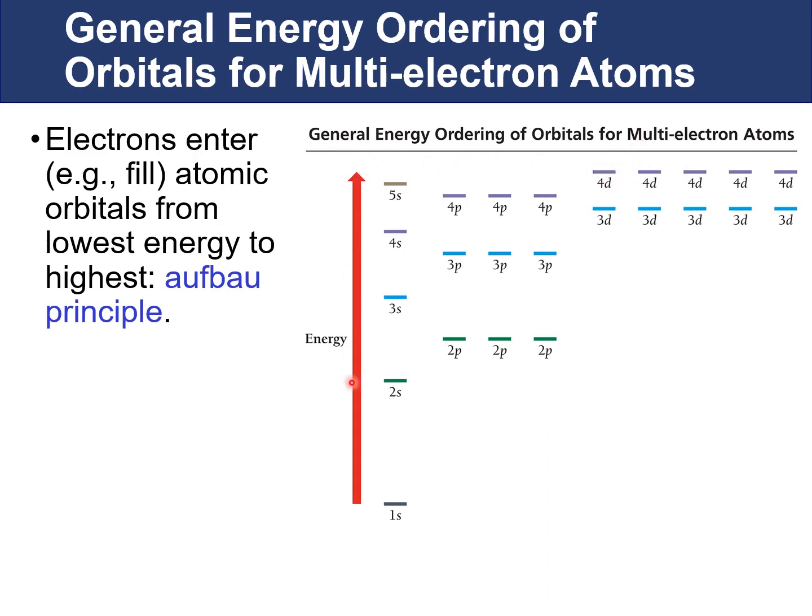So you have essentially two things going on here. As the n value goes up, the energy goes up. As the l value goes up, the energy goes up. And the l value of 2, which correlates to the d orbitals, the difference between that and l equals 1, the p orbitals, is enough to put it above the next n value of 4.